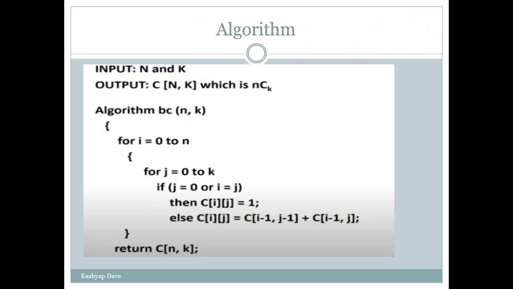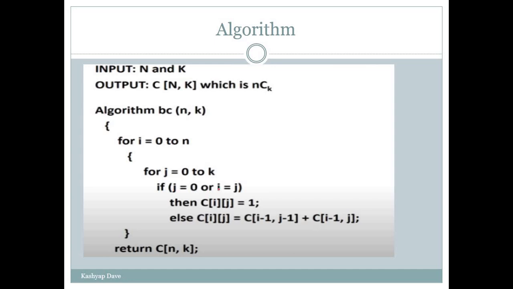Okay, now let's see its algorithm. In its algorithm our input will be n and k. We will have to find C(n, k). Algorithm BC means binomial coefficient. We will pass n and k's values. For i equal to 0 to n, for j equal to 0 to k, we are storing the value into j for our calculation, because our n will vary with every equation.